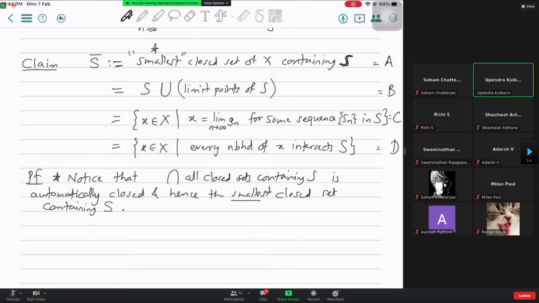Let us see. Let's go one by one. Okay. So let's take the set B. Does B contain S? Yes, B by definition. Okay. Does C contain S? Yes, sir. We can use the constant sequences for each of the terms in S. Exactly. And how about D? Does D contain S? That means that I should take the point small x to be in S itself, right? Yes, sir. D contains S. Right, because every neighborhood of such a point in particular includes that point itself, right?